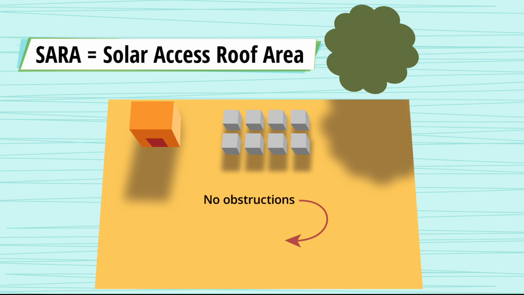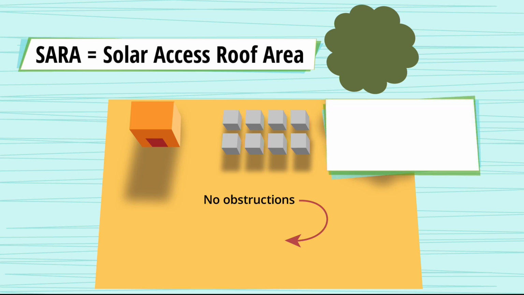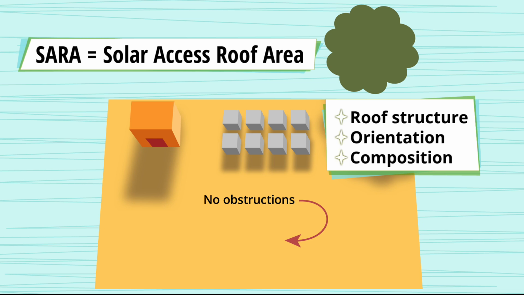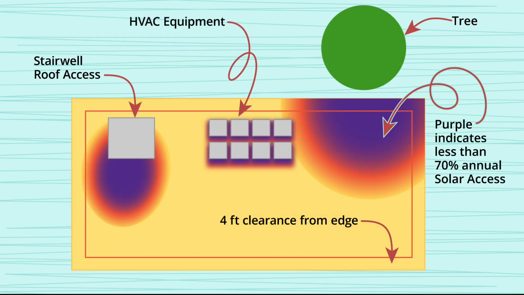When other building codes have requirements that do not allow putting PV in certain locations, such as allowances for HVAC access and PV egress, those areas are omitted from the SARA. Other factors that determine usable roof space include roof structure, orientation, and composition. A key factor is sunlight exposure. In this example, the purple shading indicates roof areas with less than 70% annual solar access and cannot be counted as usable roof area. In some cases, you may want a solar assessment study to help accurately define the SARA.